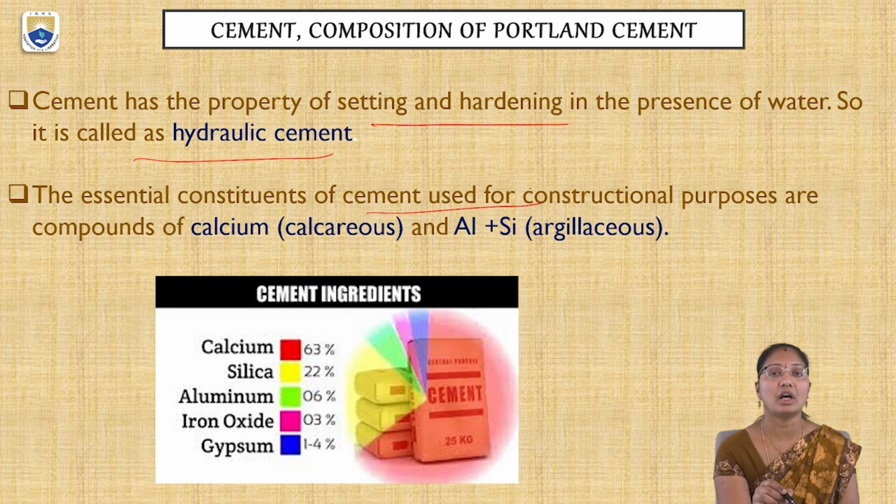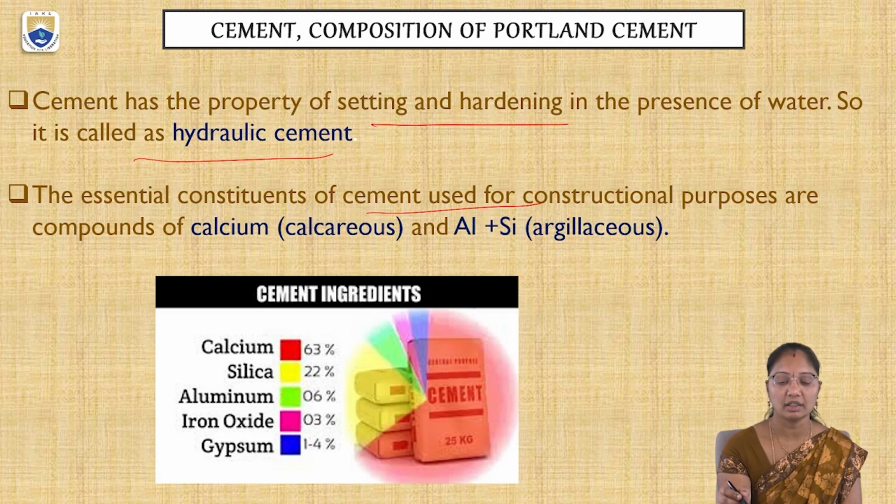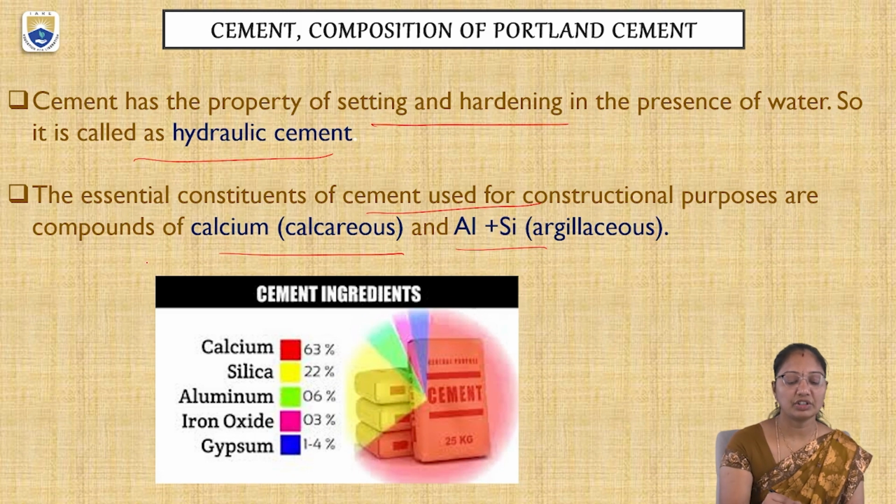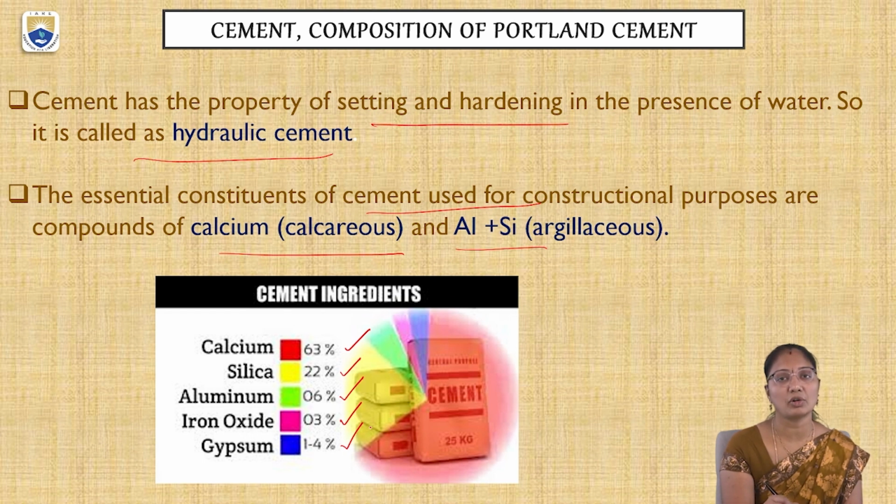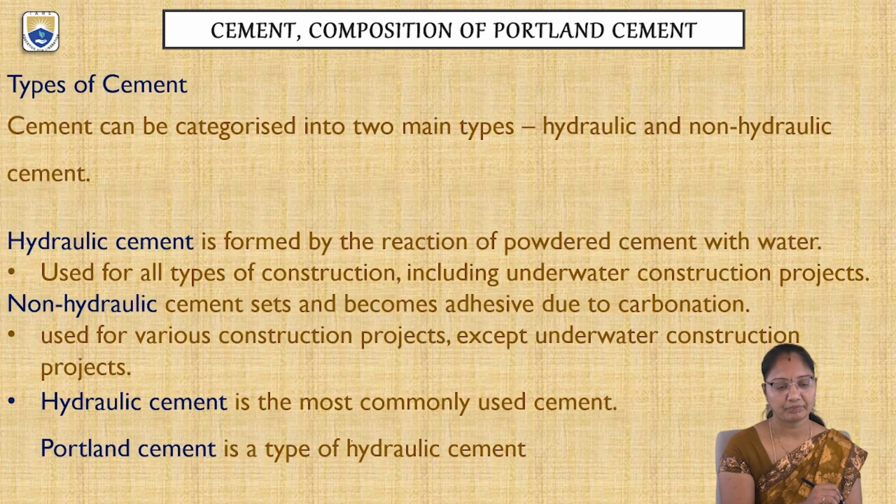The essential compositions of the cement are calcium, aluminium and silicates. It is used for constructional purposes like bridges, dams, highways and buildings. Generally it has calcium of 63% and silica around 22%, followed by aluminium 6%, and iron oxide and gypsum of 1 to 4%. This is the general composition of the cement.